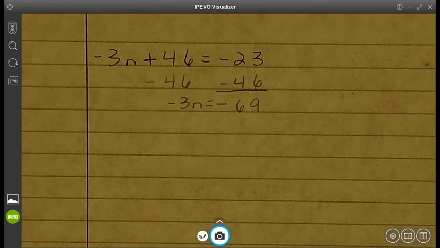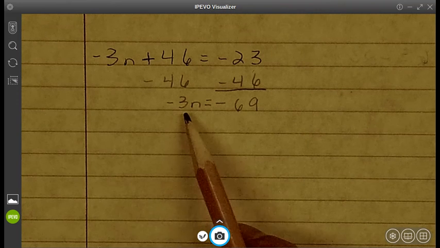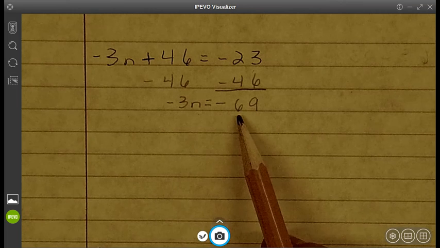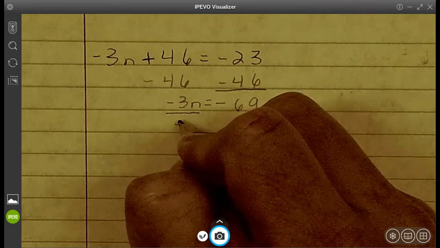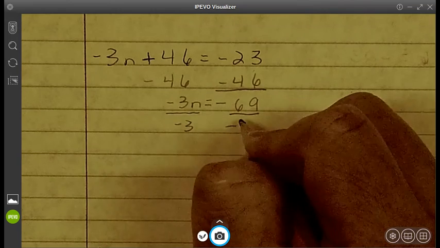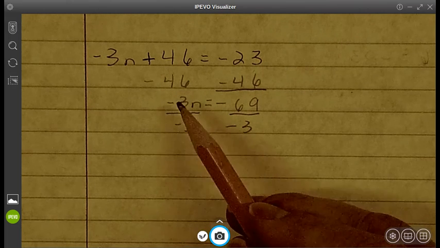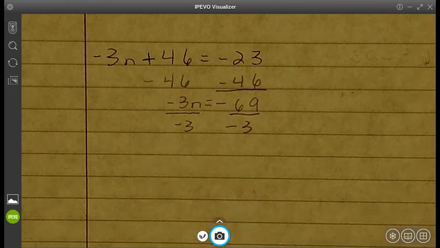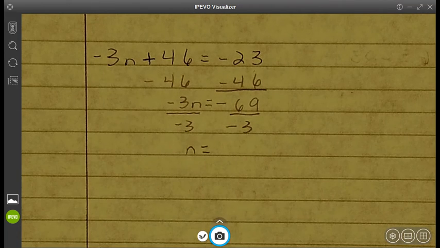Now we're one step closer to getting our variable by itself, which is our ultimate goal, to isolate the variable. So now what we have is negative 3 multiplied by n equals negative 69. We are going to divide each side by negative 3. These negative 3s, anything divided by itself is going to give you 1, and 1 does not have to be written down. It can be imaginary. And then if you look at the other side, you're going to have negative 69 divided by negative 3.